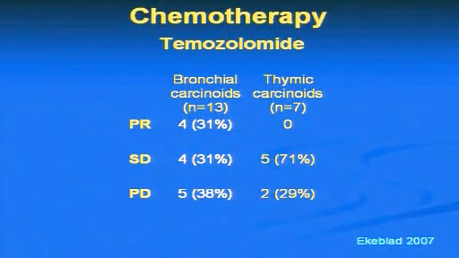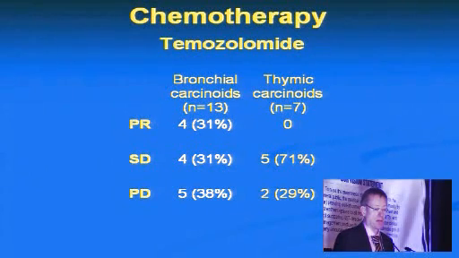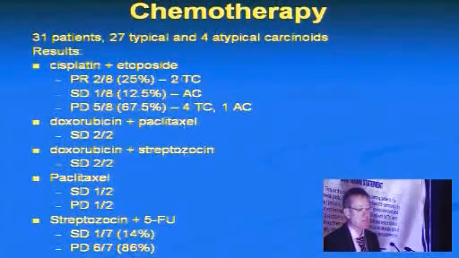This is a study by Sara Ekeblad from our institution in 2007, where one-third of patients with bronchial carcinoids had a partial response, one-third had stable disease, and one-third progressive disease on monotherapy with temozolomide, and about 70% of patients with thymic carcinoids were also stable. And these are rather interesting figures, I must say.